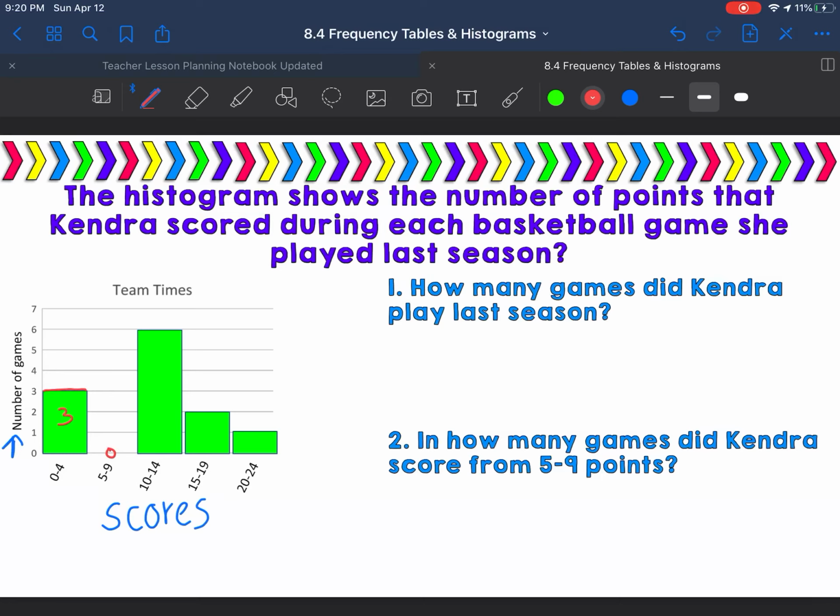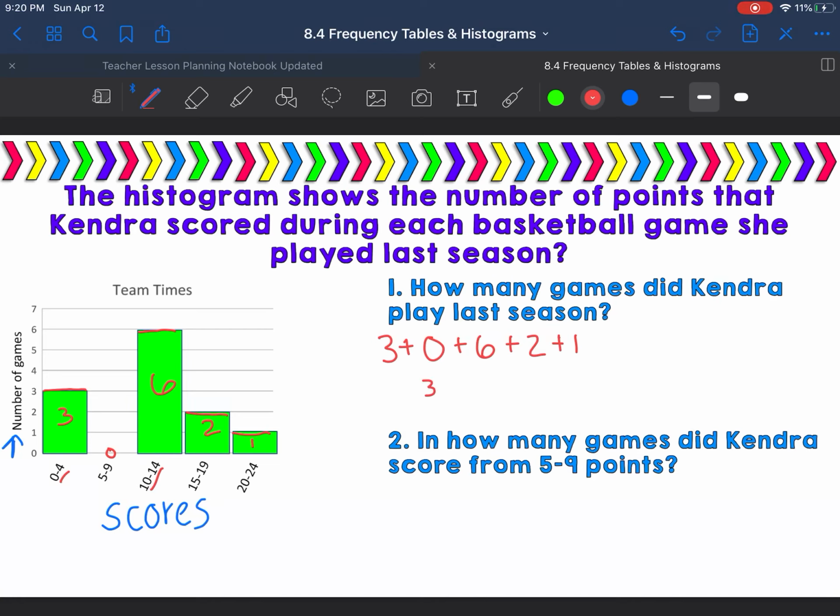Well, remember, each one of these categories is a number. So that would be 3. This is 0. This goes up to 6. This is over here at 2. And this is at 1. These are 3 games she scored 0 to 4 points. So 3 games. 0 games she scored 5 to 9. 6 games she scored 10 to 14. So we got to add those. 2 different games, she scored 15 to 19 points. And 1 game, she actually scored 20 to 24.